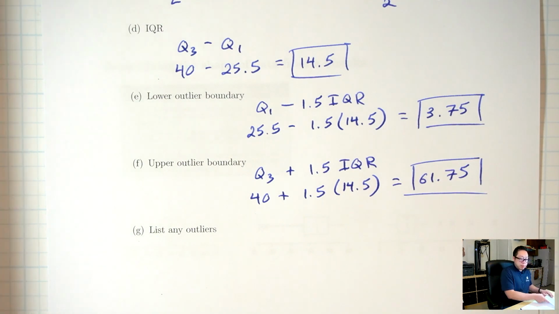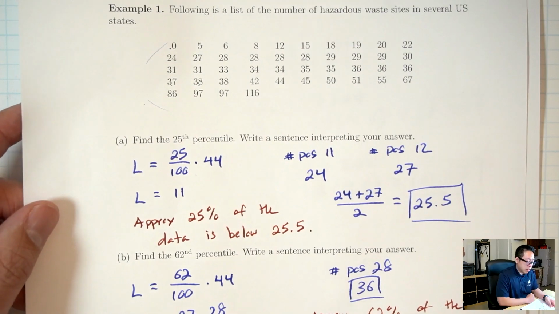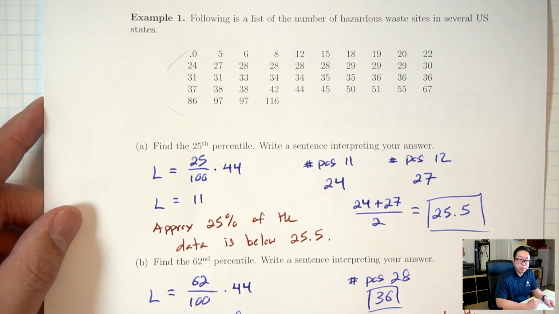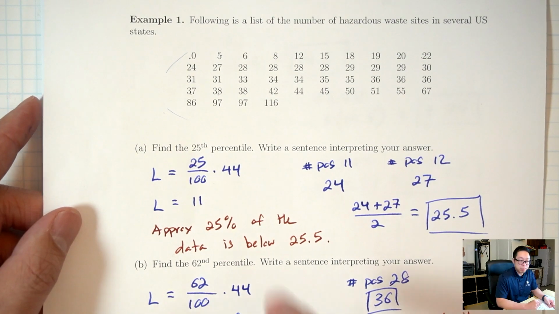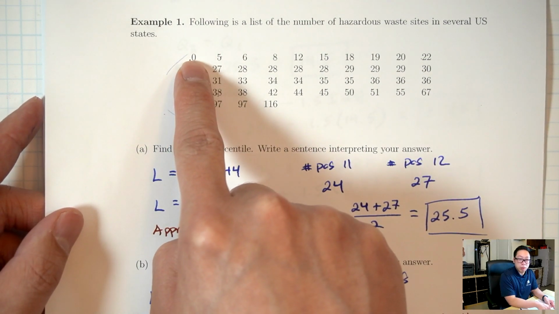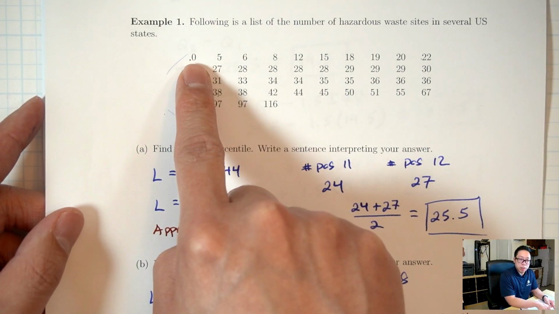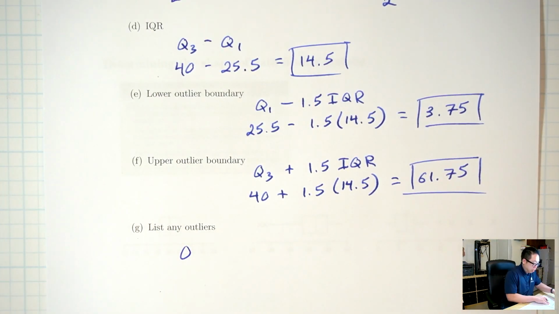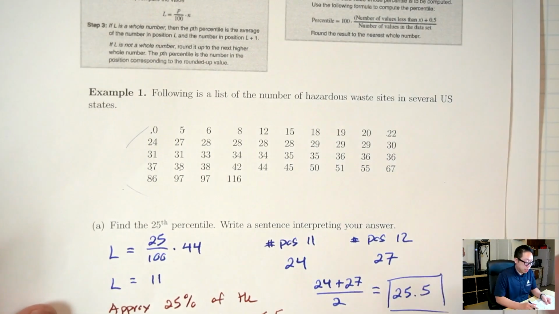So let's look at our data. Do I have any data values that's less than 3.75? Yes, 0, right? So 0 is less than 3.75. So 0 is considered an outlier. And I think that's it for the less than 3.75.